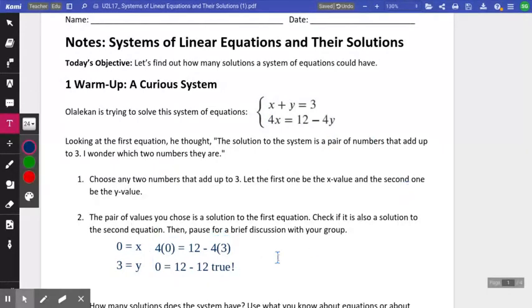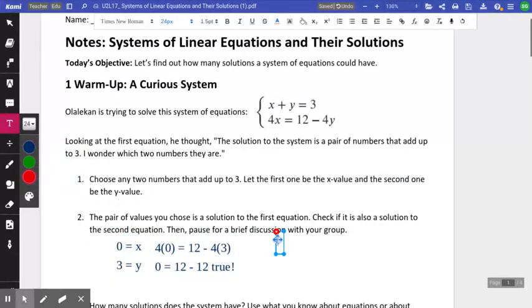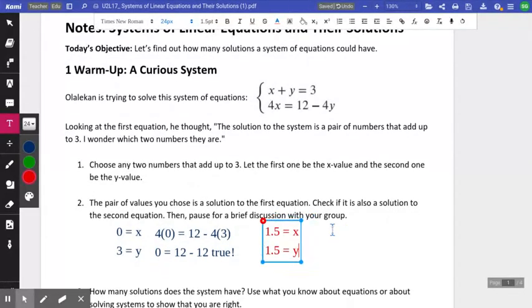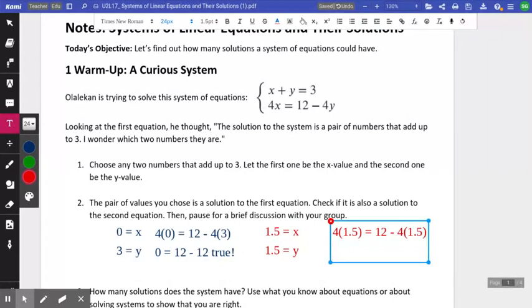Now, like I said, depending on who's watching this, you might have picked a different pair of numbers than I did. Let's do one other example. Let's say you didn't pick 0 and 3. Let's say you picked 1.5 and 1.5. That's also a pair of numbers that adds up to 3. Well, if I were to check 1.5 and 1.5 in that second equation, we would get 4 times 1.5 equals 12 minus 4 times 1.5. 4 times 1.5 is 6. So we get 6 equals 12 minus 6, which is also true.